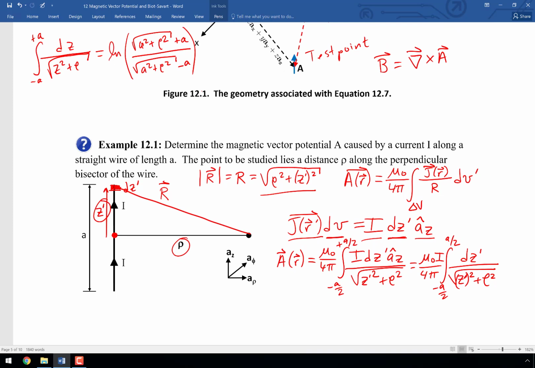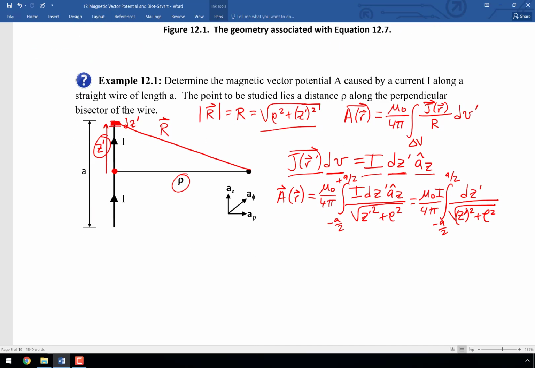And if you'll notice, that's essentially the integral that we need to solve here with different limits. So I'm going to need to be more careful about the limits here. But let's go ahead and take the next step in this problem. So A of r is going to be equal to mu sub 0 times I over 4 pi. I'm going to go ahead and take the a sub z out front as well because it's a constant. And let me see, anything else? Nope, that's all the constants.